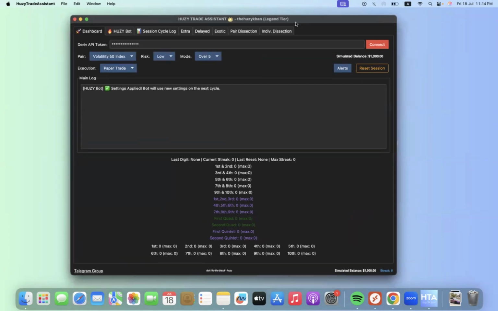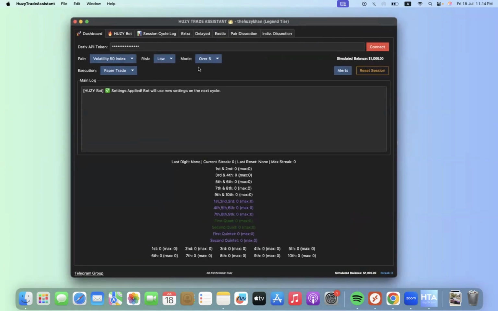Okay. So first things first, tool opened up and we are going to be connecting to our paper trade mode. What paper trade mode does is that it is going to connect to your Deriv account and get connected with the Deriv servers. It is going to collect all of the tick data that is flowing for the pair that we have selected. For this example, we are going to be doing volatility 50 index. So all of the data that you would have been seeing on the website of how it flows, you are going to be getting it over here.